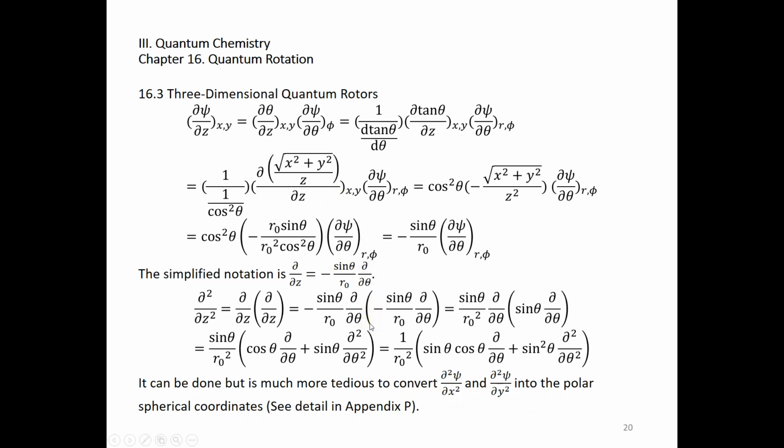It's a lot more tedious because we have to worry about two variables, both theta and phi, when we are deriving this. If you are interested in this conversion, you can take a look at Appendix P. In Appendix P, I converted the XYZ coordinates to the polar spherical coordinates r, theta, and phi for the kinetic energy operator, or you can say the Laplacian operator.